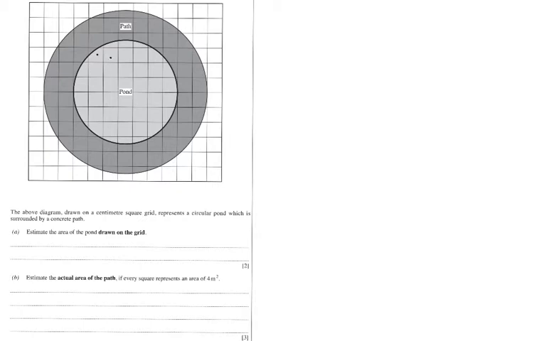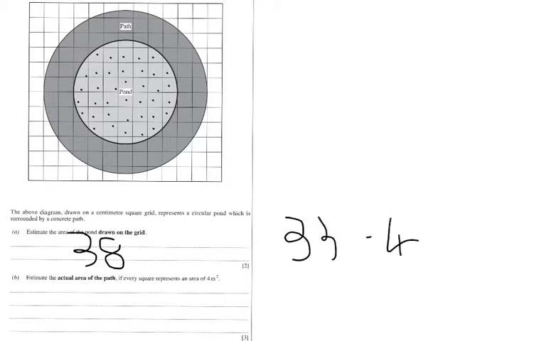So 1, 2, 3, 4, 5, and so on. Okay, I counted that to be 38 squares. Okay, again, there'll be quite a large tolerance in this. I probably guess there'd probably be 5 either side of that. So anything between 33 and 43 would get the 2 marks on there. Okay, you can see that I've counted by putting the dots in, and I've got an area that's somewhere between 33 and 43.